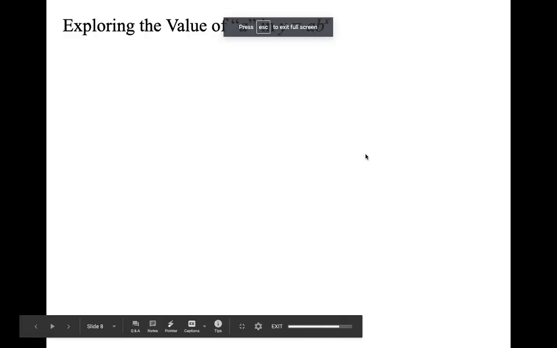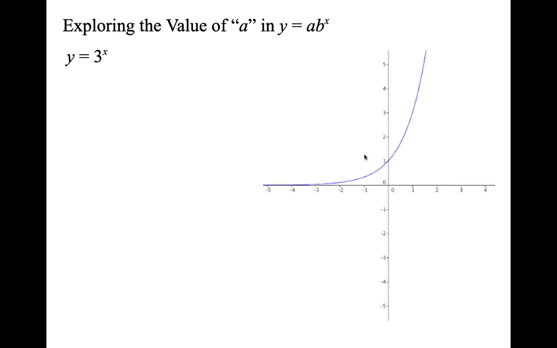So what I want us to look at is we're going to explore what happens to an exponential function when we multiply it by different values of a. So we're going to use the same base. This time, though, I'm going to change that base to 3. So we're going to use the function y is equal to 3^x. So what does that look like when we graph it?